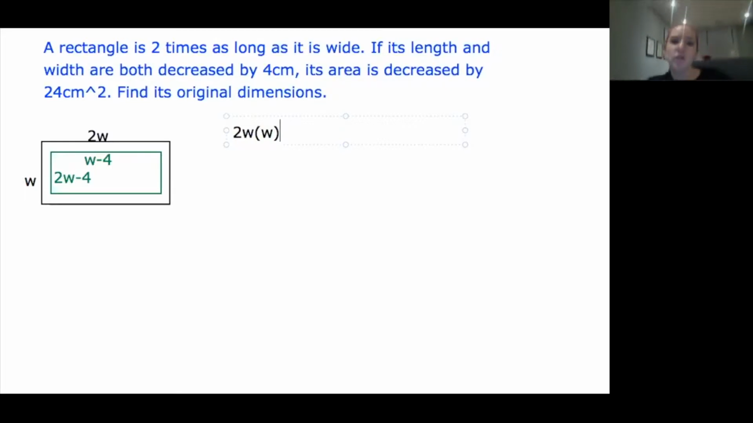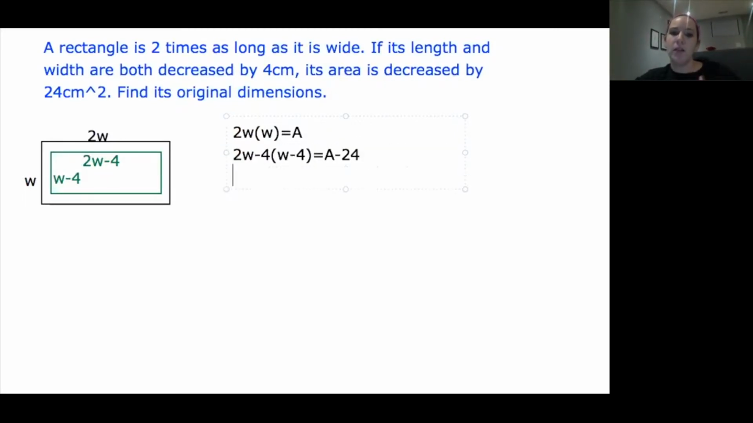So we've got 2W times W, which is the area of that larger outer box. So we can just label that right here as that equals the area. Okay, going from here, thoughts on setting up one problem that we can do that has just one variable instead of 2?